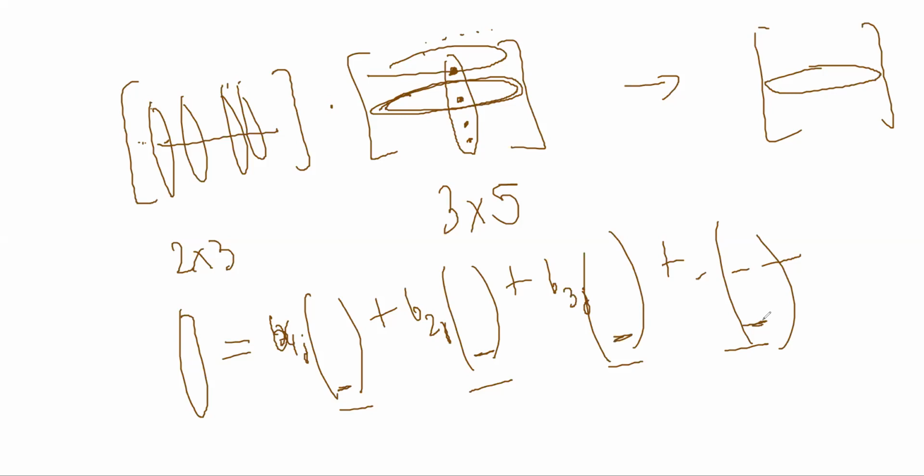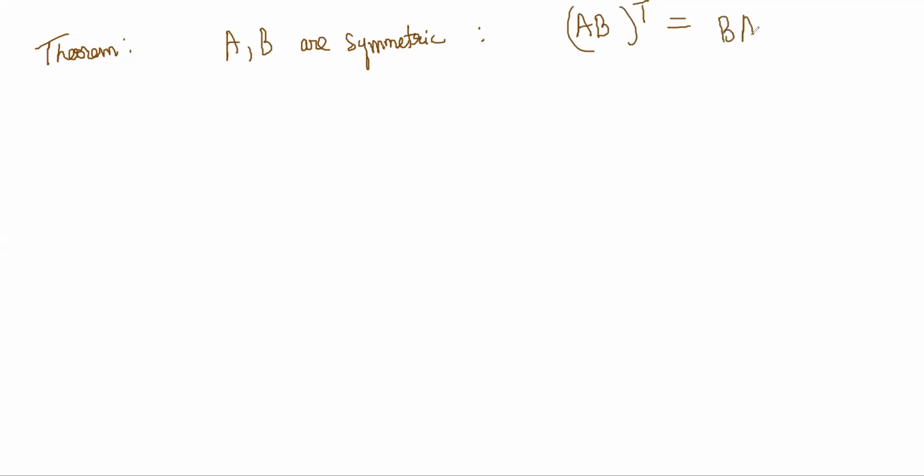Some properties of matrix multiplication you will see. You can prove it. Theorem: if A and B are symmetric, then AB transpose is equal to BA. Because AB transpose we saw earlier was B transpose A transpose, no? And B transpose was equal to B, and A transpose was equal to A because A and B are symmetric.